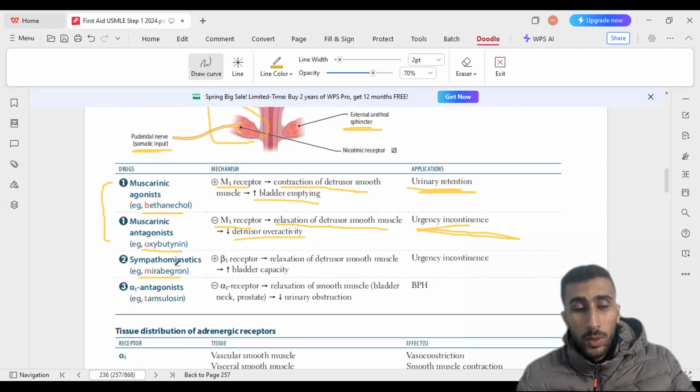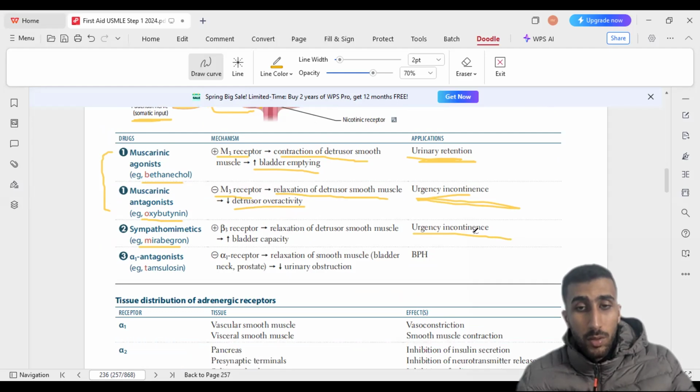So we are given here sympathomimetics. So it's gonna retain your urine. It is used in treatment of urge incontinence. So this is mirabegron, used in the treatment of urge incontinence. It stimulates the B3 receptor, and it is gonna relax the detrusor smooth muscle.